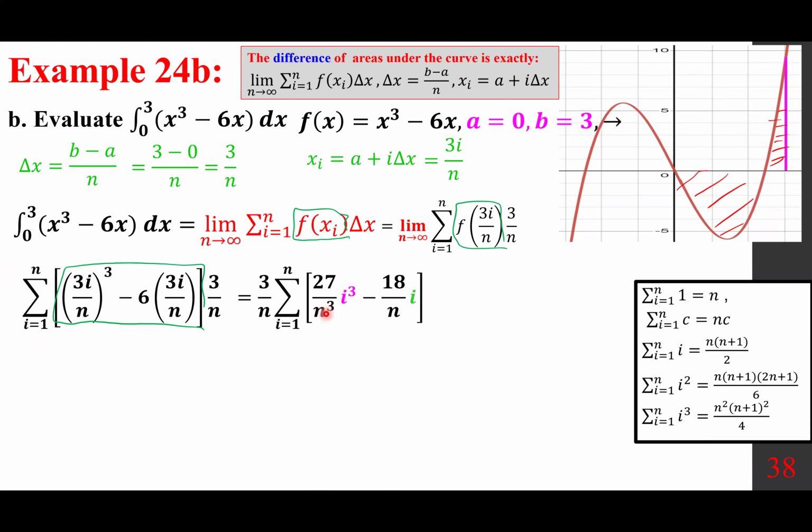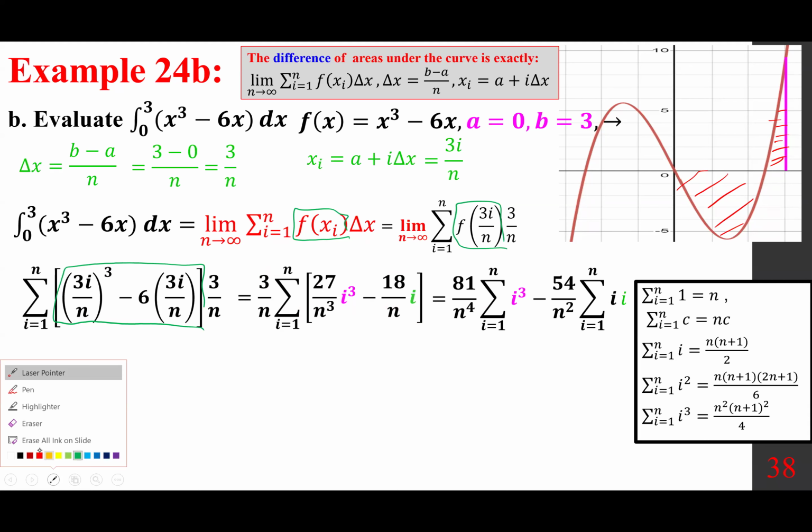So we have, if I cut this into two pieces, 27 times 3 is 81. N cubed times n is n to the power of 4 times i cubed. If I multiply this, 3 times 18 is 54. So minus 54 over n squared, summation of i.